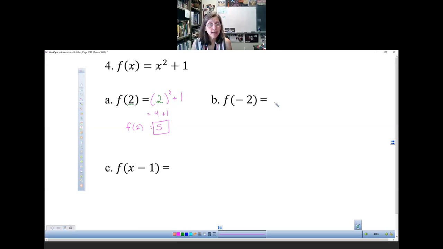Same thing for f of negative 2. Parentheses squared plus 1. What's going in my parentheses is negative 2. Remember what happens here. This negative is getting squared, and so again, that's going to give me a positive 4. Plus 1 is equal to 5. So f of negative 2 also has a value of positive 5.